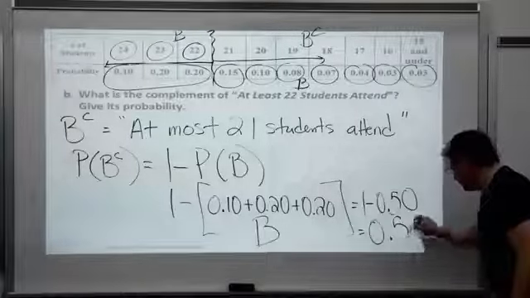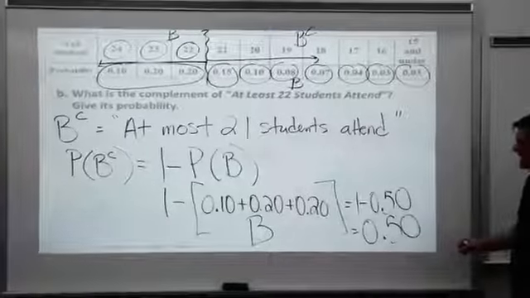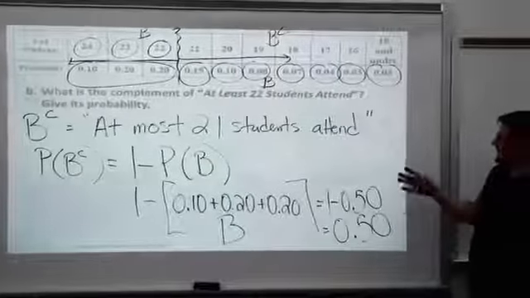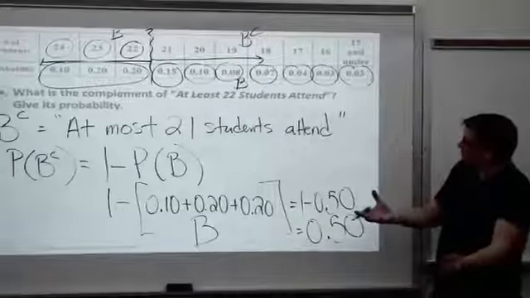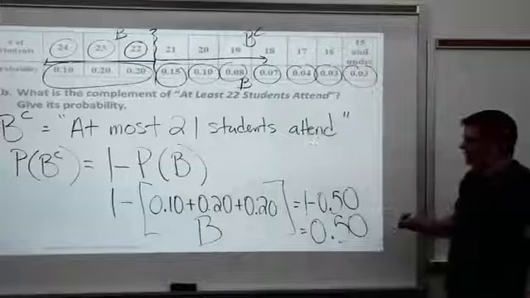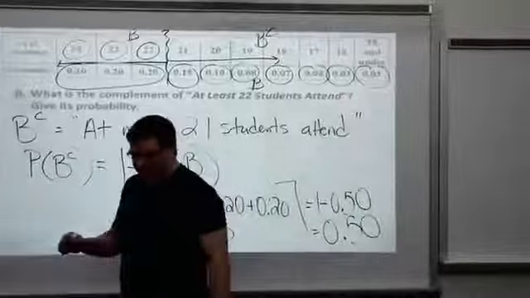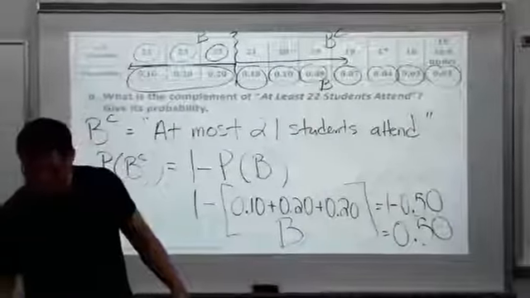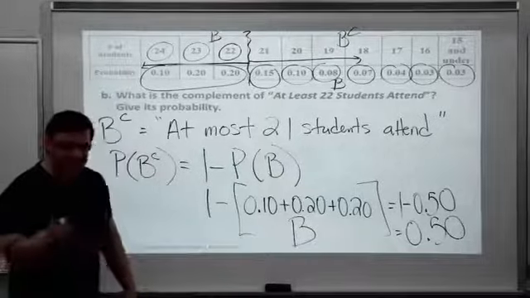All right, a dollar minus 50 cents is 50 cents. Okay, so it looks like it's even, whether we have at least 22 students showing up, or at most 21. It's sort of half and half probabilities. All right. Don't know if that's the end or not. Let's take a peek here. I guess it is. Thanks for watching. See you in class. Study hard.